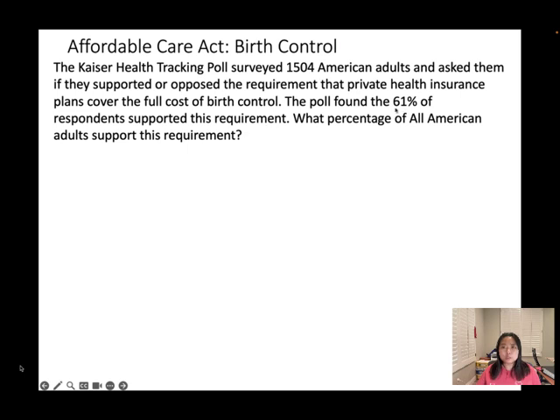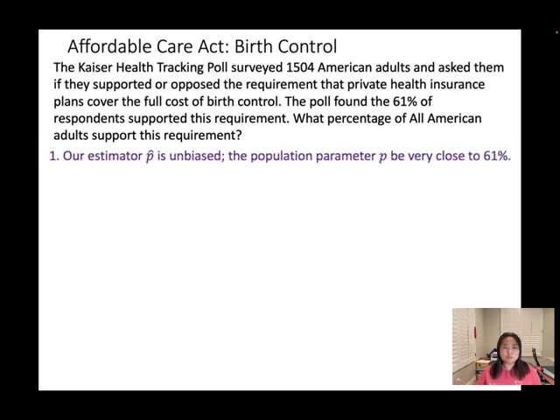So this is going to be the sample proportion. Right now, we want to know what percentage of all American adults support this requirement. This is talking about the population. Remember that we draw the sample from the population, and then we calculate the sample proportion. And we're going to use the sample proportion to estimate the population proportion. So they want to know the population proportion of all Americans who support this requirement.